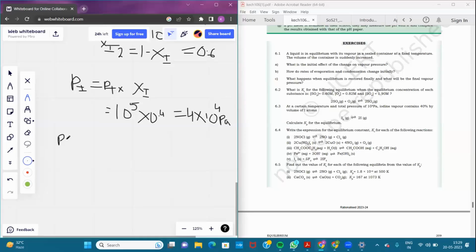Whereas partial pressure we'll calculate in a similar way for I2. This is total pressure into its mole fraction. Total pressure is 10 power 5 as calculated above. The mole fraction of I2 is 0.6 in the given container. So we'll have 6 into 10 power 4 pascals.